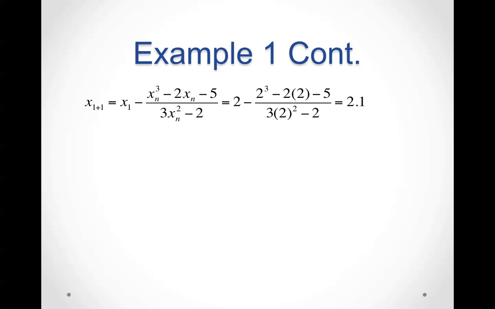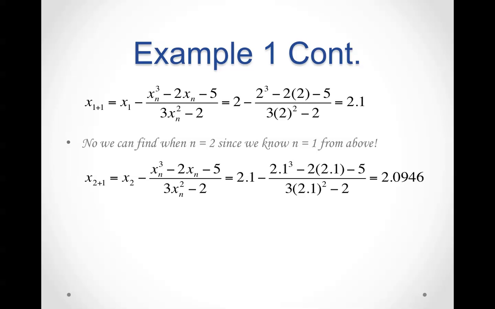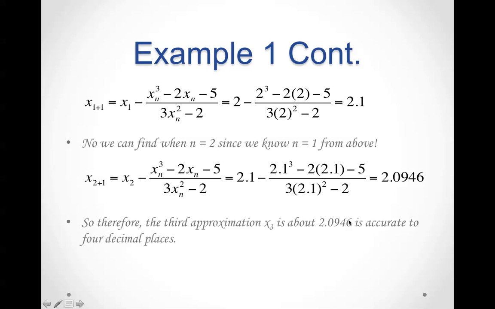Now, if I want to find when n equals 2, I can find the next step by setting x sub 2 to 2.1. I plug it in and I get 2.0946. So therefore, the third approximation, x3, is about 2.0946, and it is accurate to 4 decimal places. We knew x sub 1 equaled 2, but we did not know what x sub 2 equaled. When we find what x sub 2 equals, that's going to give us what we would plug in for x sub 3.